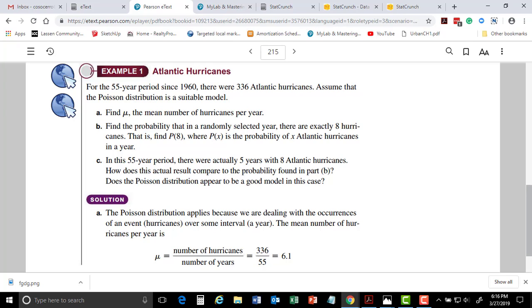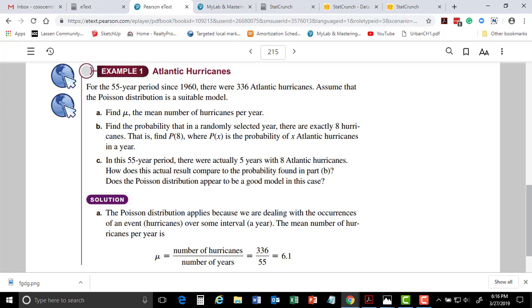And then find the probability. Exactly. It's good that we're saying exactly because we don't have to add up a bunch of them. Find exactly the probability of 8, where P of x is the probability of x Atlantic hurricanes in a year. So if I want a probability, and I tell you of a time interval, and you see that so many happen in that time interval, you want to use the Poisson. Now, to calculate the mean, here's the rule. You take the number of hurricanes and you divide by the interval. Your mean is the number of hurricanes divided by the time interval.